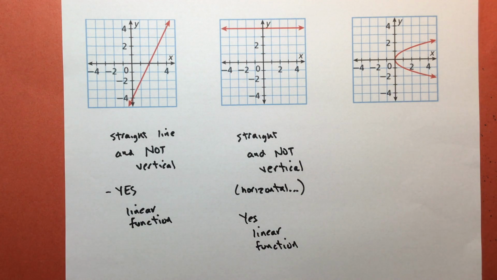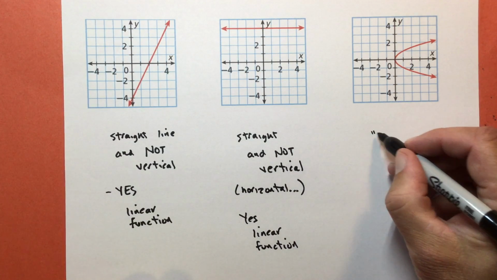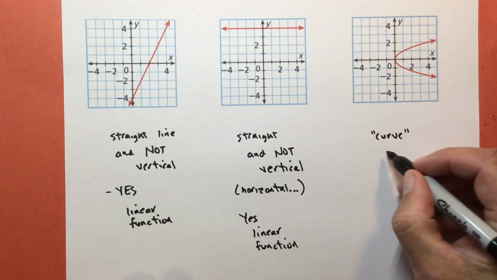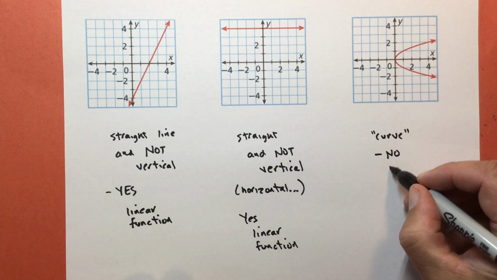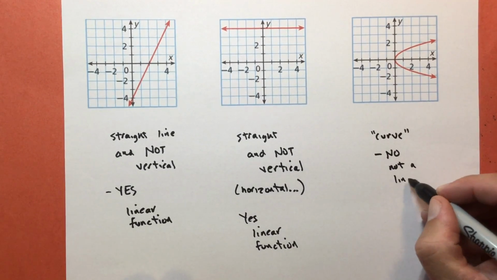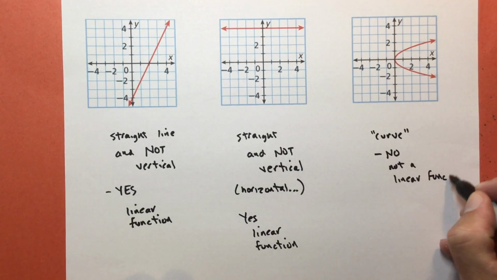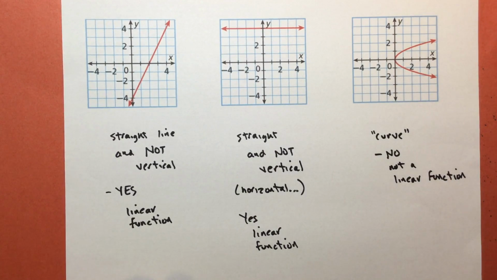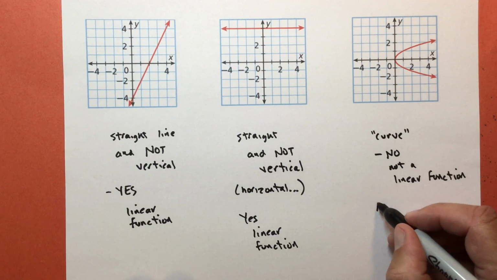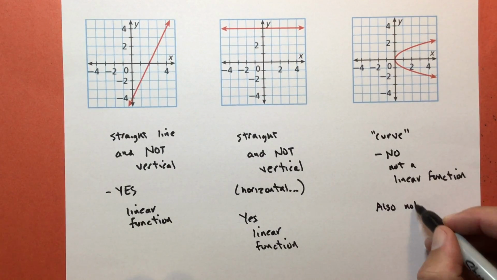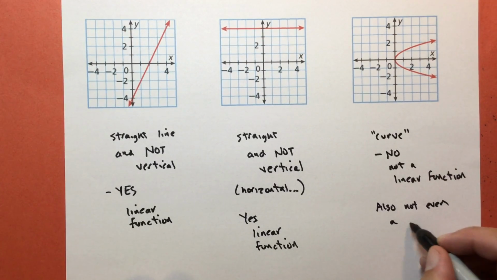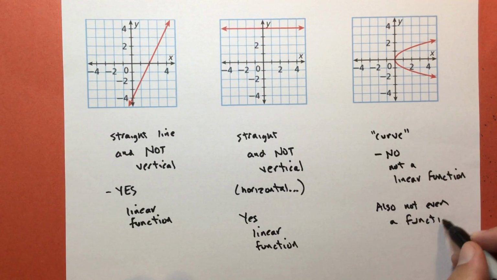Now let's look at the last one. I think the last one, by now maybe you're seeing it. So this one has a curve. So no, it is not a linear function. And like I said, that's all you need to do for that one. You don't have to make it harder. But it's also not even any other type of function. I mean, it's not linear, we know that, but it's not even any other type of function because it fails the vertical line test.